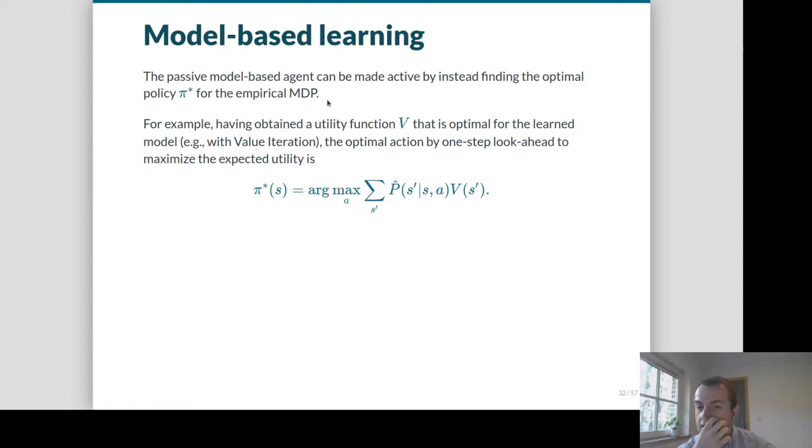And after having derived this V value, you can finally obtain the optimal action by a simple one-step look ahead to maximize the expected utility. So the optimal action, which is the one produced by that optimal policy, would be simply equal to the action that leads to the largest expected reward at the next state S prime. Except that now you would not use the actual transition model, which you don't know, but you would use your approximate transition model that you've estimated from the trajectories.